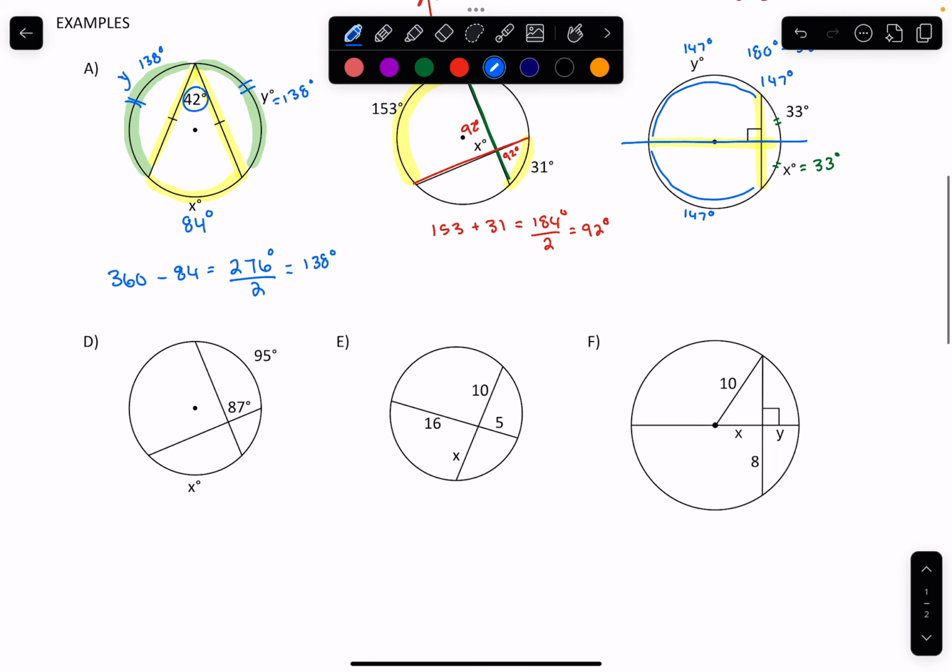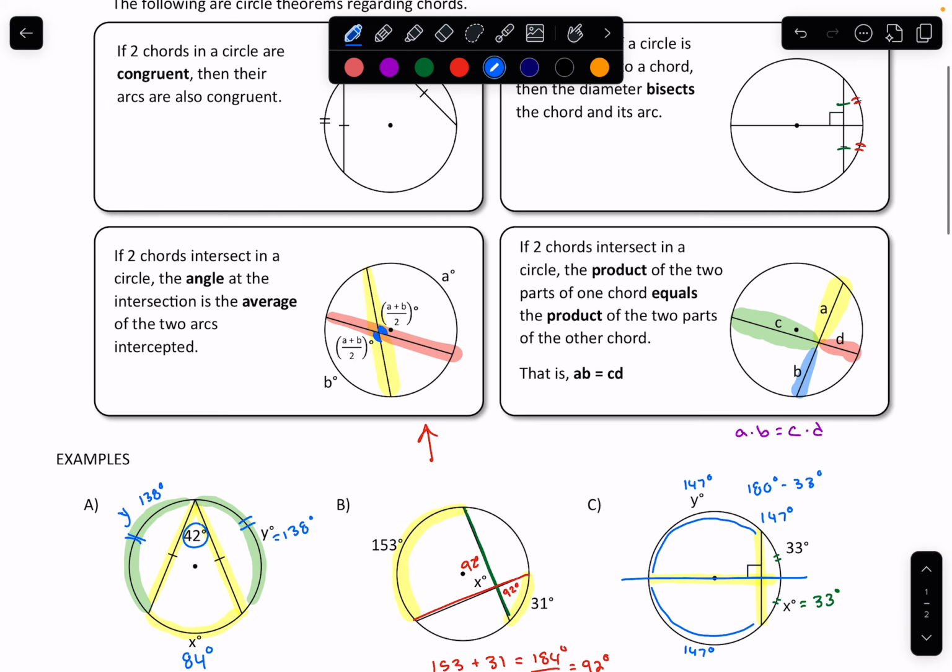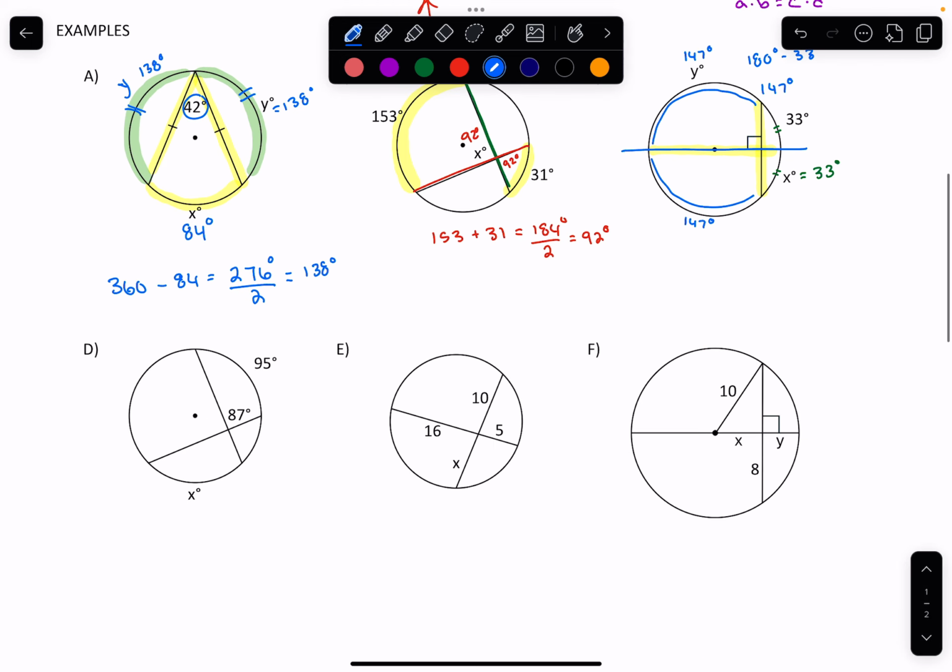Okay, D. I've got two chords. They are intersecting. And I've got one of the arc lengths, but not the other arc length. So I'm going to use this idea, but instead of finding the angle, I've got to find the arc lengths. I know that if I take 95 and add it to x, and then divide by 2, I'm going to get 87 degrees.